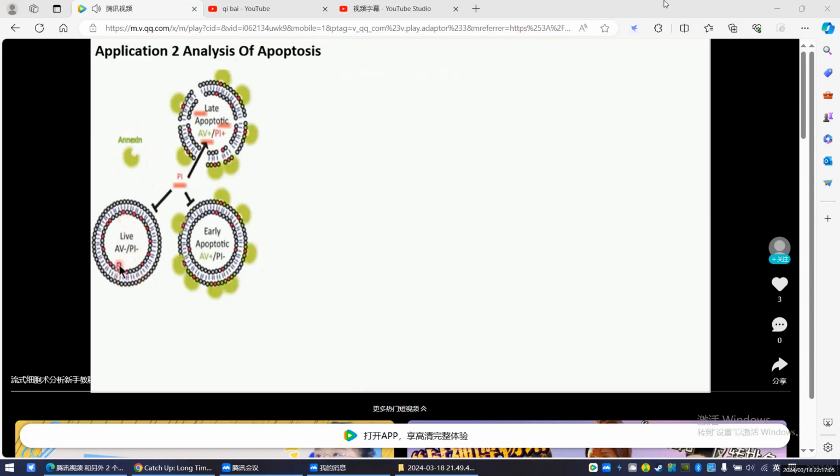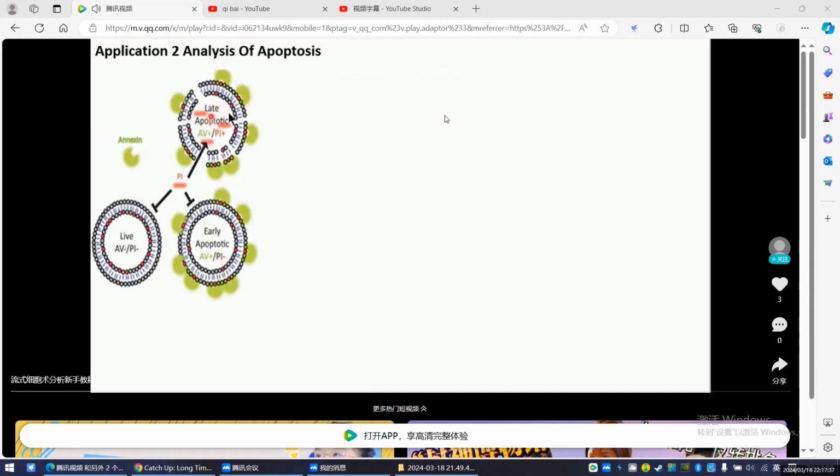So the live and healthy cells are annexin negative as well as PI negative. Once the cells go into early apoptosis, the phosphatidylserine comes out, and now you have annexin positive cells, because annexin can bind to the phosphatidylserine present outside of the cell membrane. But still the cells are propidium iodide negative. Why? Because propidium iodide can enter only and only a dead cell.